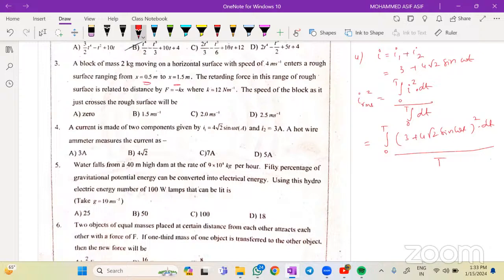ठीक है. अब इसको सिंप्लीफाई कर लीजिए, इंटीग्रेट कर लीजिए, that will give me the value of your IRMS current will be equal to how much. I hope I am giving that calculation for you. वो आप लोग एक बार कर लीजिए जल्दी से. क्वेश्चन नंबर 5.